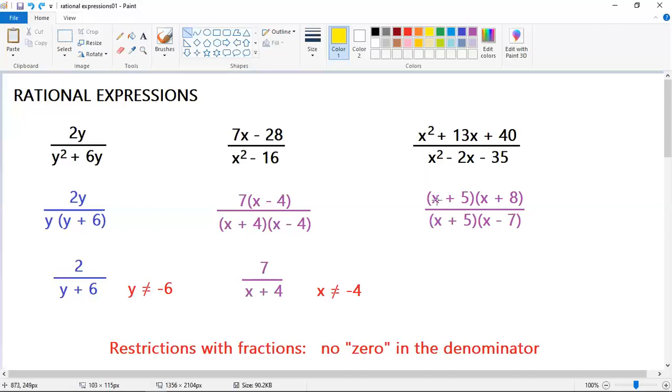So again, x plus 5 in the numerator is common with x plus 5 in the denominator. Thereby, we can cancel this. If we cancel these two, we are left with x plus 8 over x minus 7, and that is the final answer because we cannot reduce this anymore. Again, going back to restrictions with fractions, no 0 in the denominator. So because we've got an x minus 7, x cannot be 7.